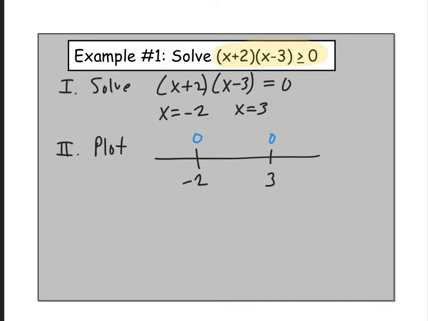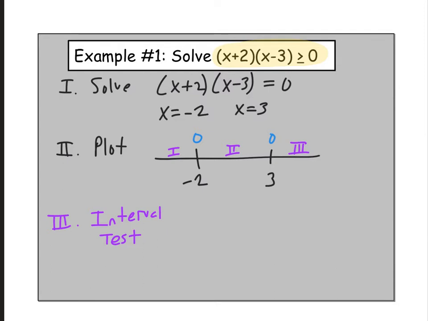The way we're going to figure that out is with what's called a sign chart, to do the interval test. We pick a point from each interval. Interval 1 is numbers less than negative 2, interval 2 is the numbers in between, and interval 3 is numbers bigger than 3. We're going to check an x value from each of those intervals and see if it satisfies the original inequality.